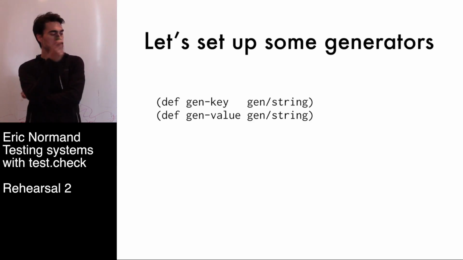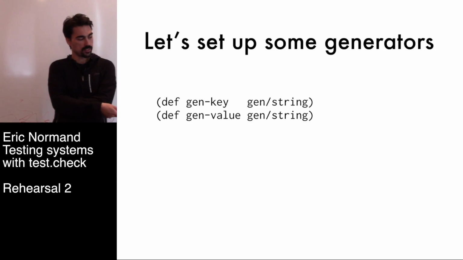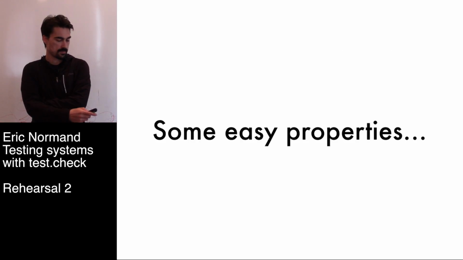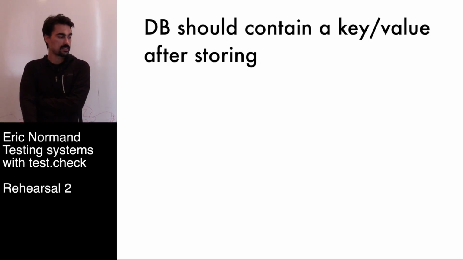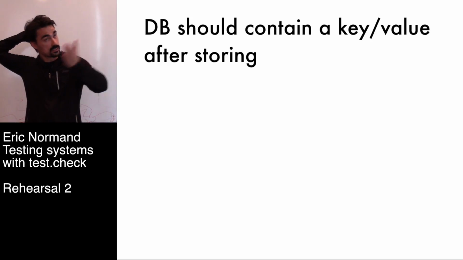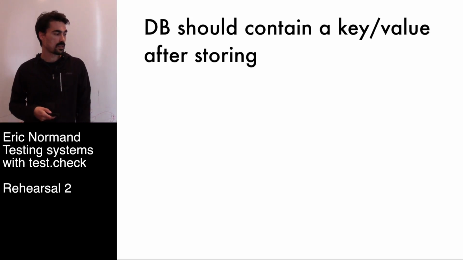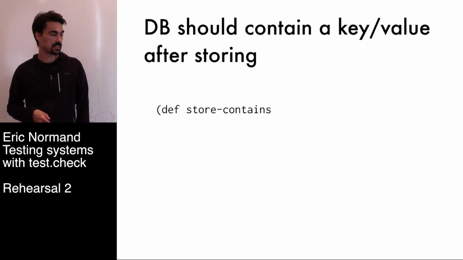All right, so some generators. These are 2 generators. We're going to generate keys and values, and they're both strings. So we're just using gen, that's the generator namespace, and string. And some properties. So we're going to convert these old tests into test.check properties. You'll notice that they're basically the same.